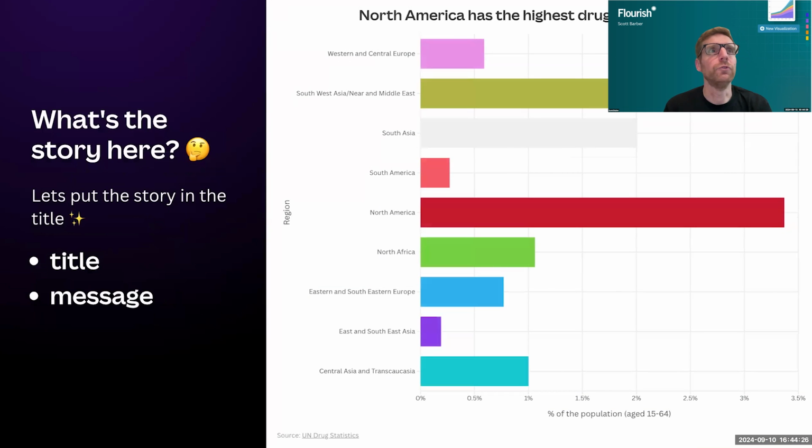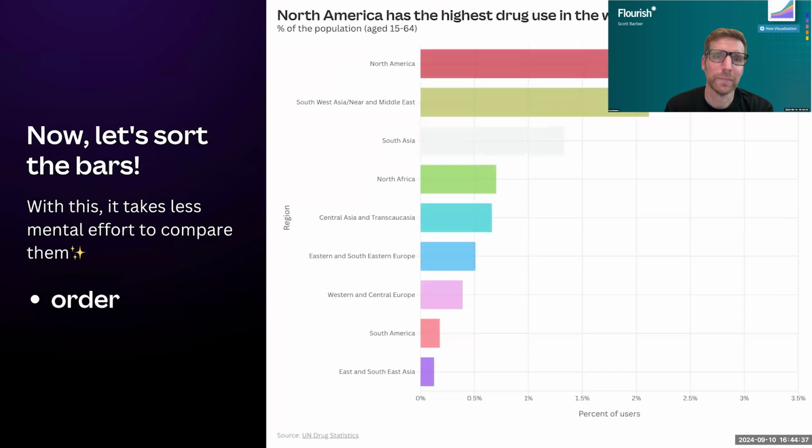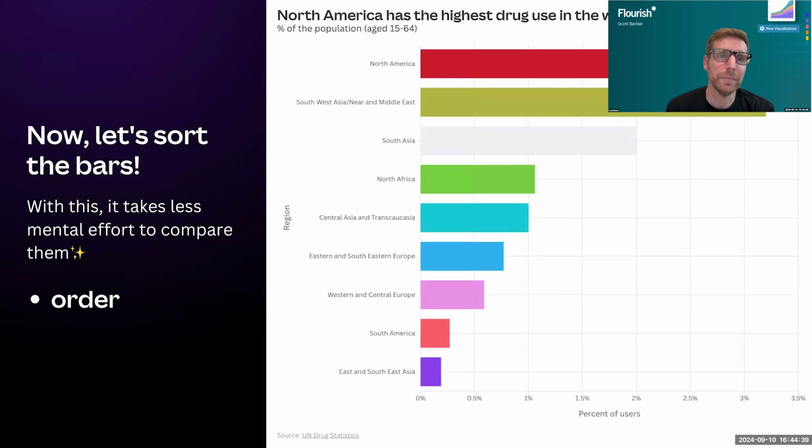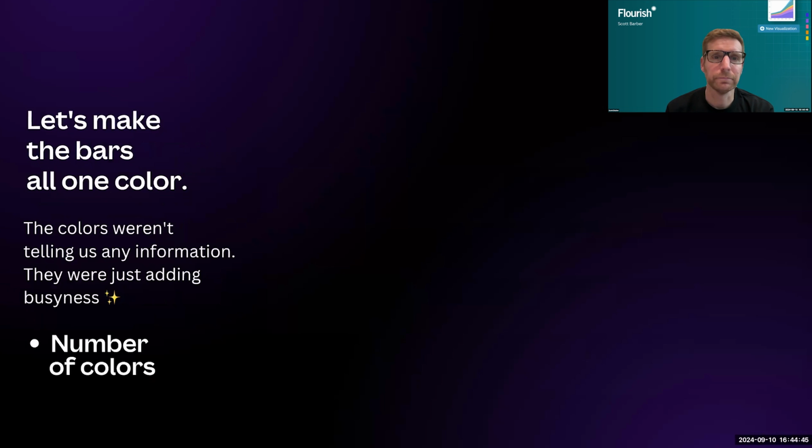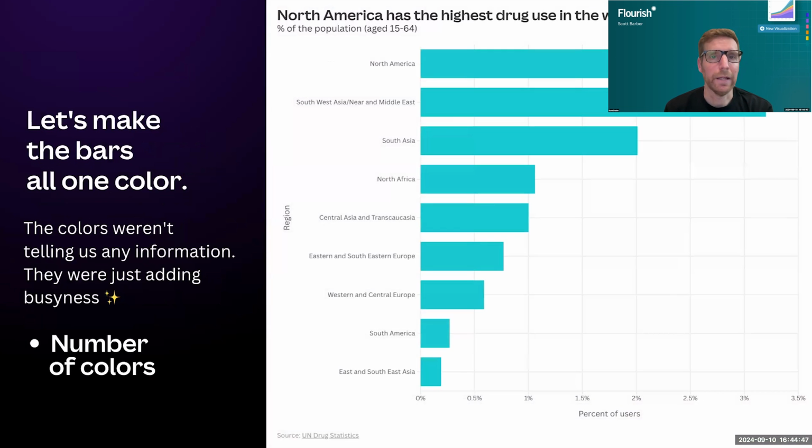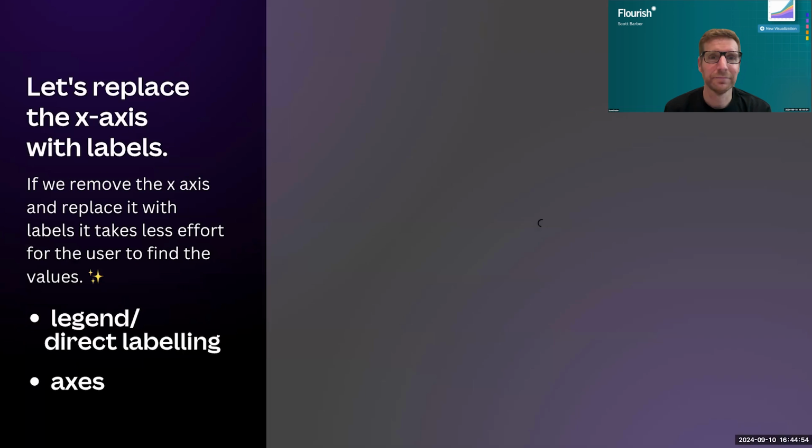So first of all, yes, we've got a better title. We're saying North America has the highest drug use in the world. So immediately we're saying, what is it we want the reader to get out of this story? And then we reordered them, as someone suggested. So now that looks much better. We can immediately tell North America's up at the top. And now we've sorted out that color. So it looks a lot cleaner now. We haven't got the multicolored rainbow chart.